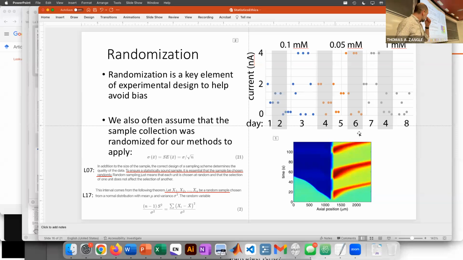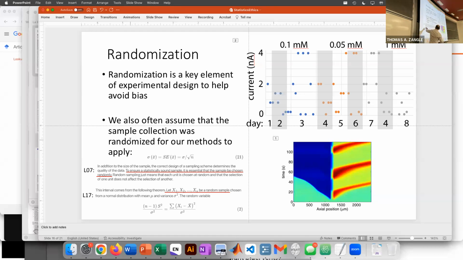But at least I had randomized the experiment so that when this occurred, I wasn't falsely attributing it to something else. So another note about randomization is that we have generally implicitly, throughout almost everything we've done this semester, assumed that the data was collected in a random fashion. We've stated this a few times. I pulled out some examples. This is from lecture 7 and lecture 17.